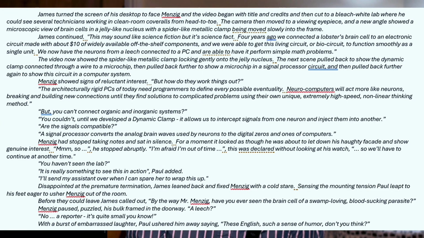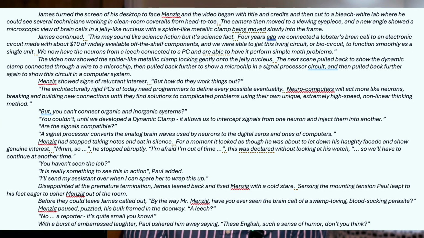For a moment, it looked as though he was about to let down his haughty facade and show genuine interest. So he stopped abruptly. "I'm afraid I'm out of time." This was declared without looking at his watch. "So we'll have to continue at another time." "You haven't seen the lab." "It is really something to see this in action," Paul added. "I'll send my assistant over when I can spare her to wrap this up."